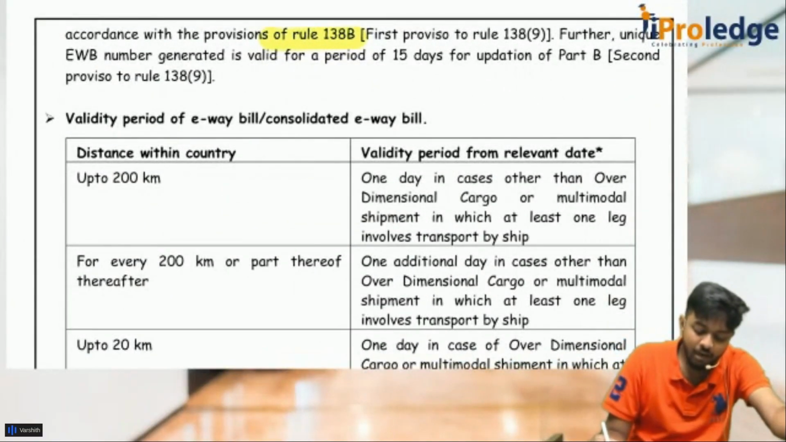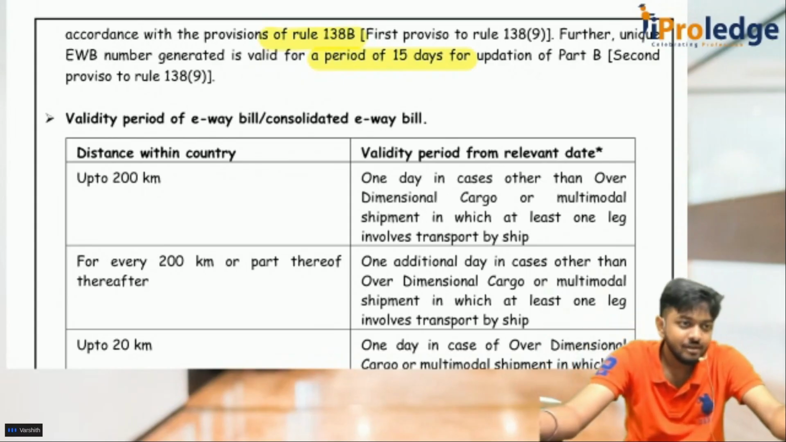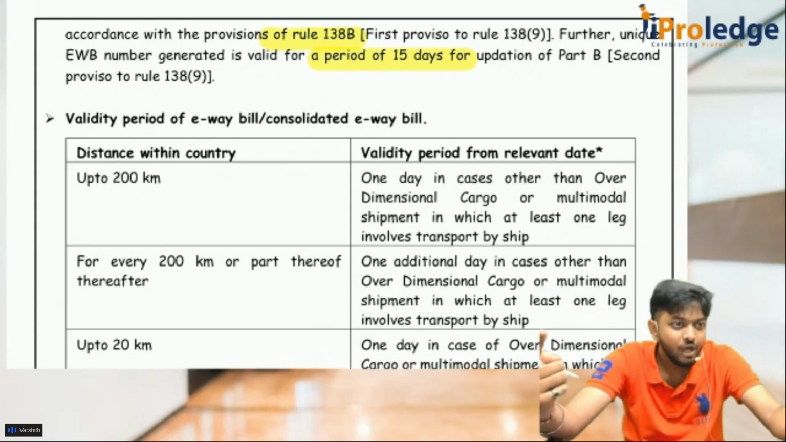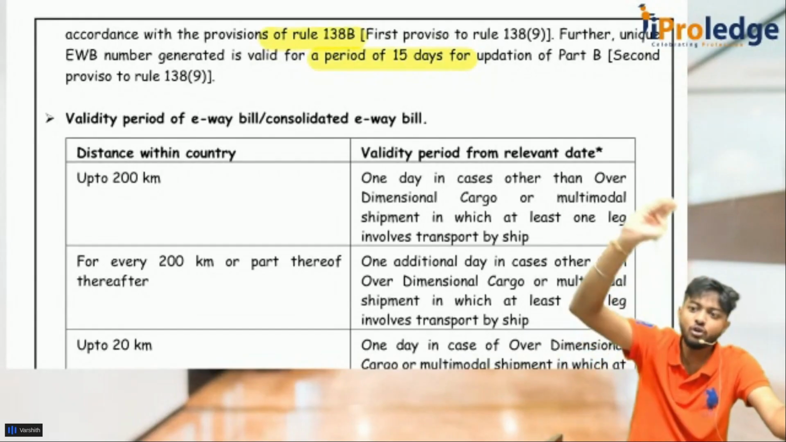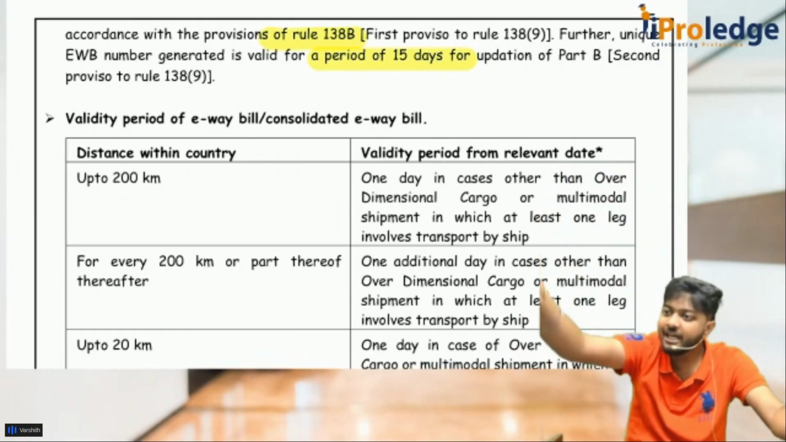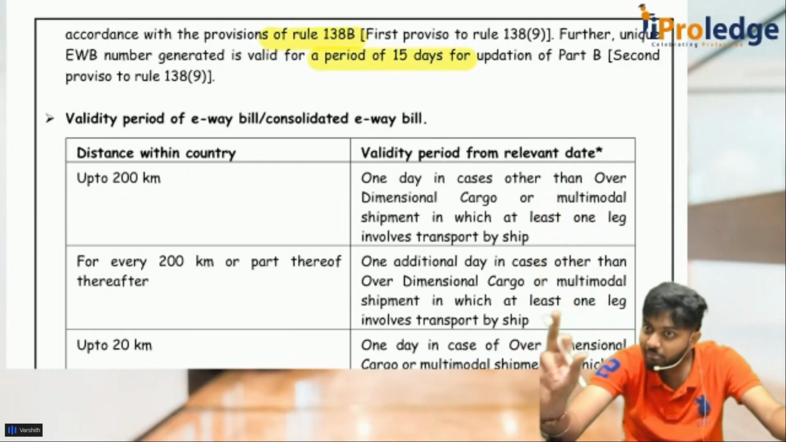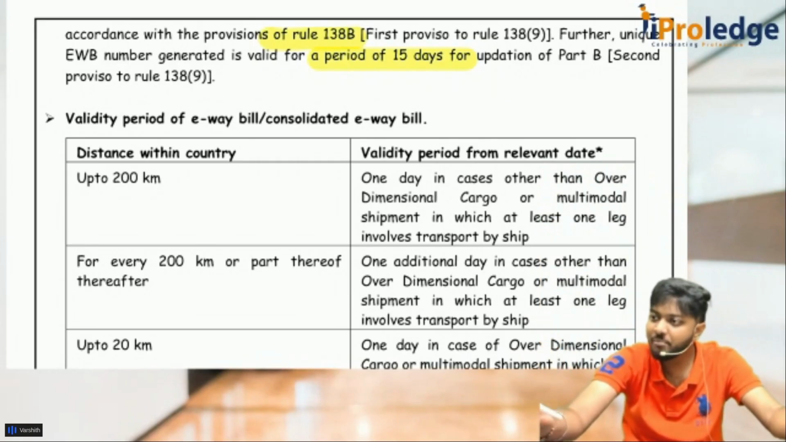Further, the unique EWB number generated is valid for a period of 15 days. What is this unique EWB number? Guys, the moment you filed Part A, one number came. Correct, no? Using this number, you can update Part B. Either you can update if you know the transportation details, or you can assign this number to the transporter. So the transporter will access the e-way bill details and he will update Part B. Remember, that number to update Part B will be active for 15 days. Within 15 days, you can update Part B using that temporary number. After 15 days, you cannot do it.